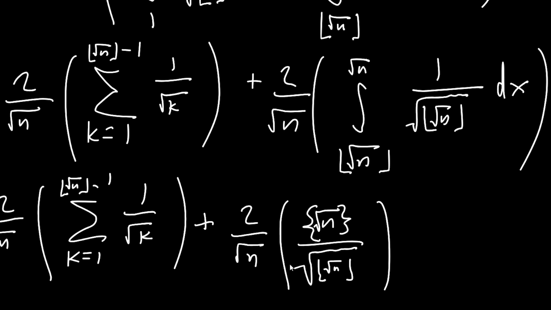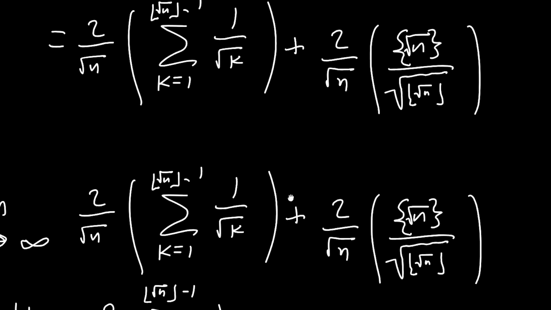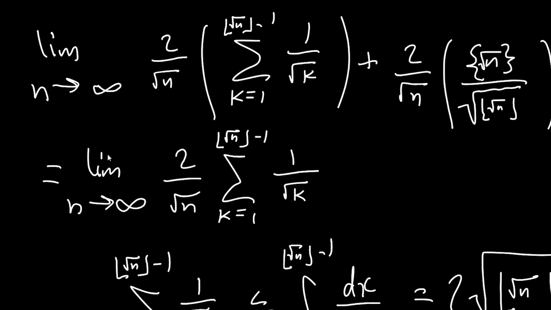And now we're going to introduce the limit back in. So the limit as n approaches infinity of this thing over here. Now, what you might notice is that the fractional part of square root n is always going to be between 0 and 1. But the denominator, on the other hand, is the square root of the floor of square root n times square root n. And this is just going to grow to infinity as n grows into infinity. So that means this is going to be 0. So now we just have the limit of this sum times 2 over square root n.